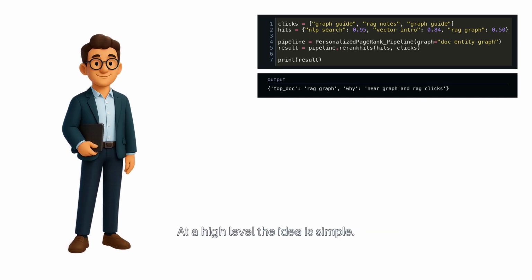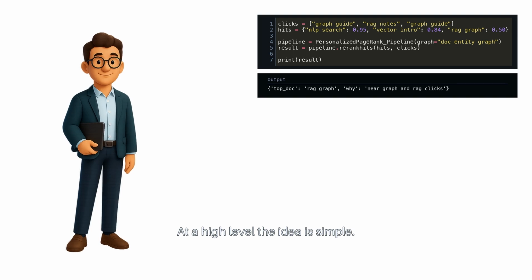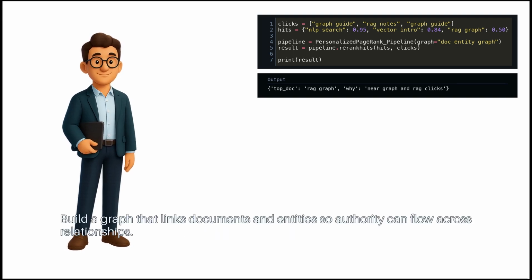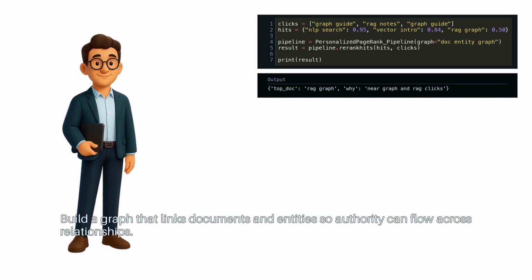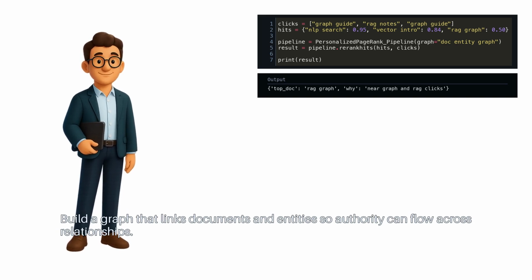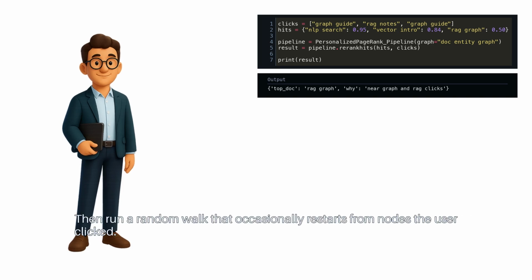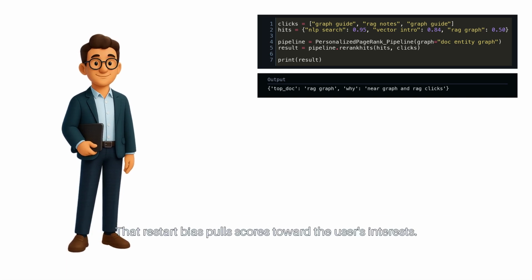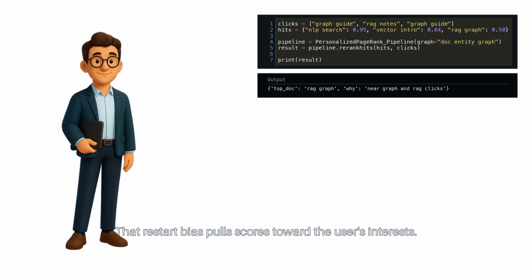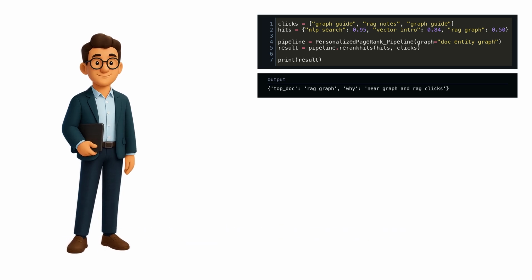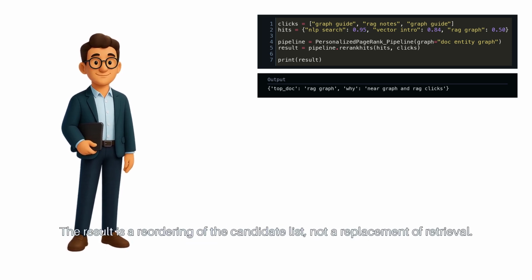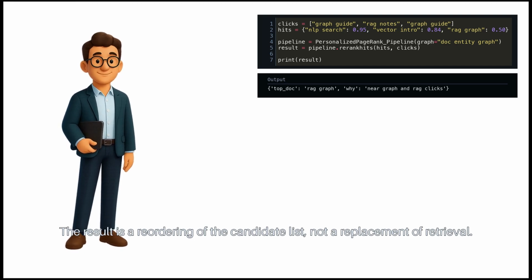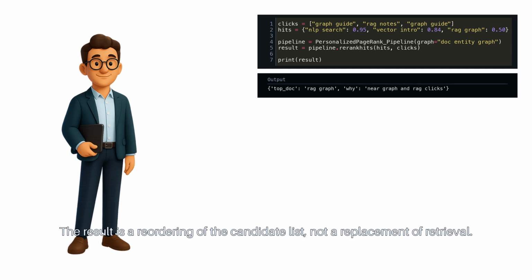At a high level, the idea is simple. Build a graph that links documents and entities so authority can flow across relationships. Then run a random walk that occasionally restarts from nodes the user clicked. That restart bias pulls scores toward the user's interests. The result is a reordering of the candidate list, not a replacement of retrieval.